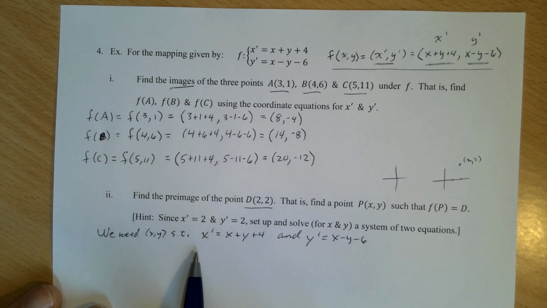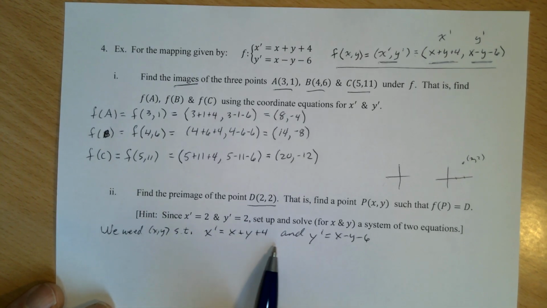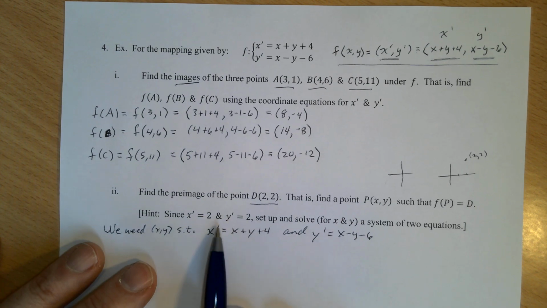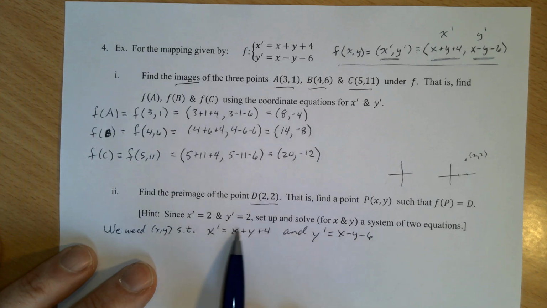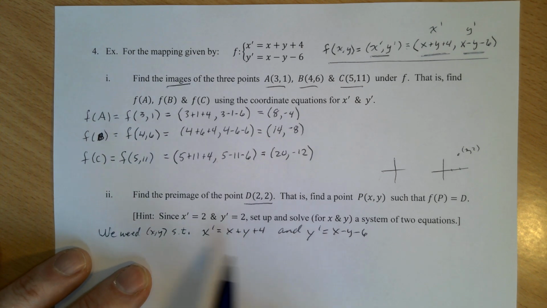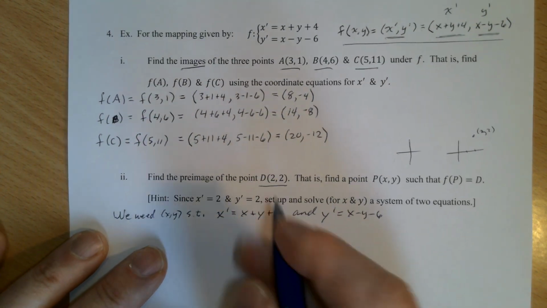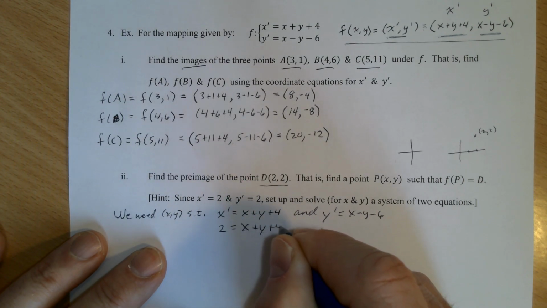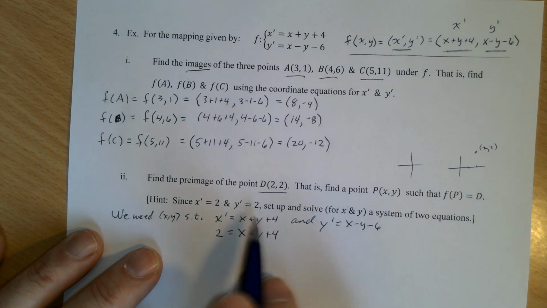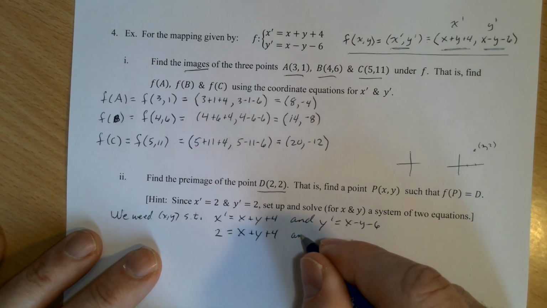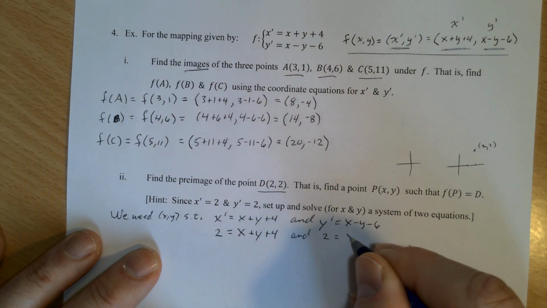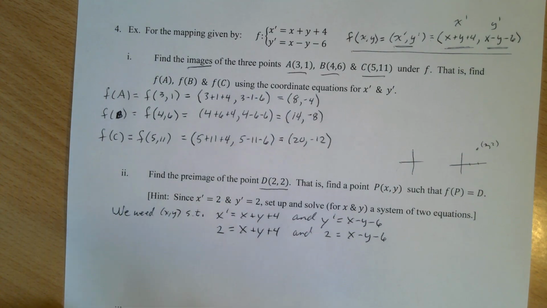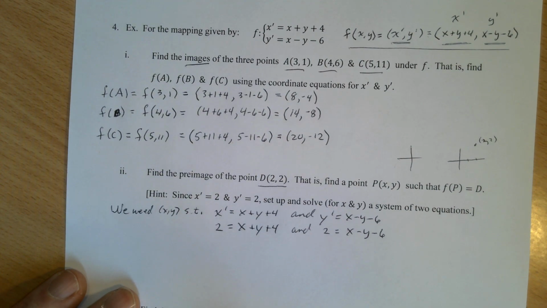Let's see. I want to solve these for x and y. Okay, so I'm going to do a substitution here because x prime is 2. So let's just write 2 equals x plus y plus 4. And y prime is 2, so write 2 equals x minus y minus 6. So we're solving that system of two equations, which of course can be simplified.